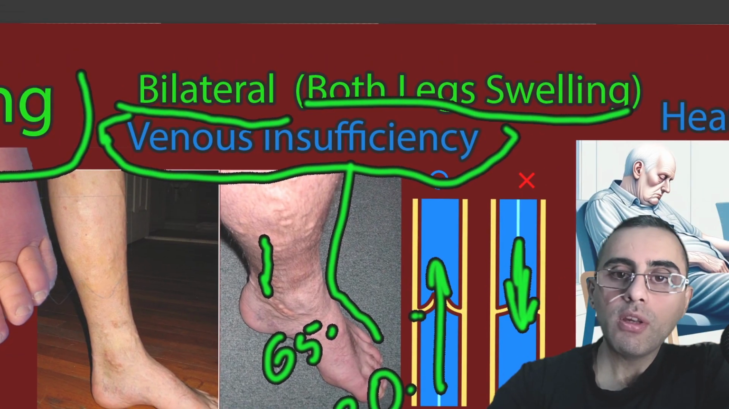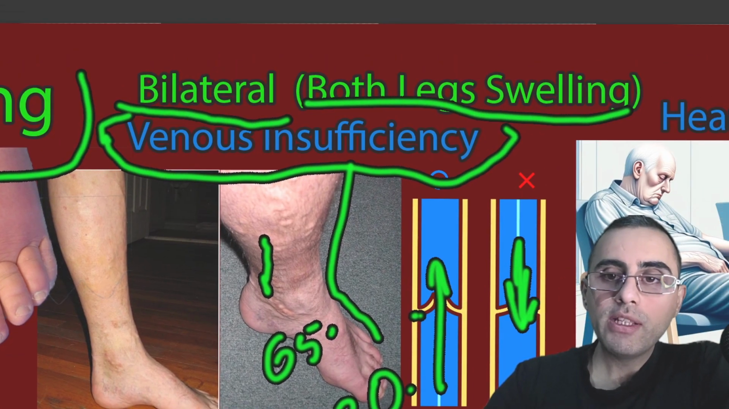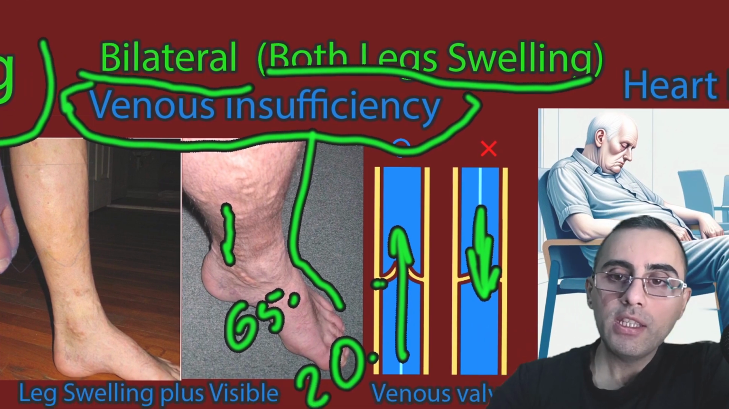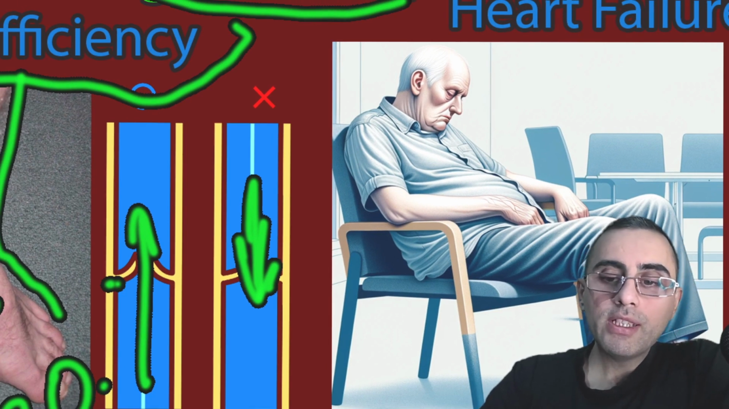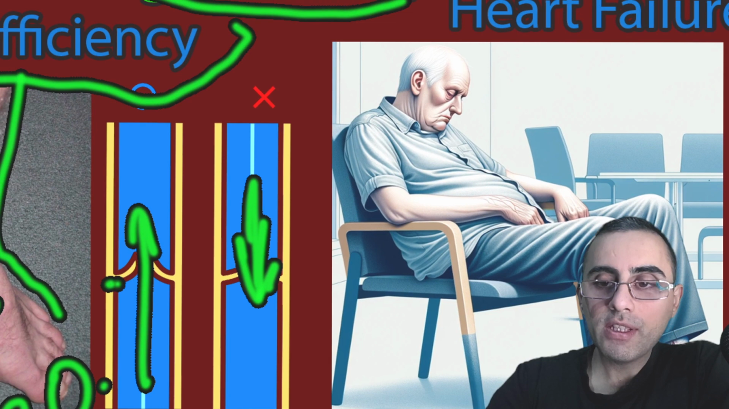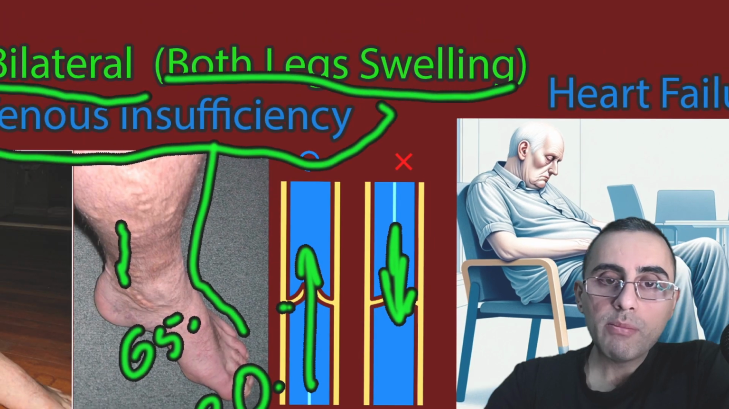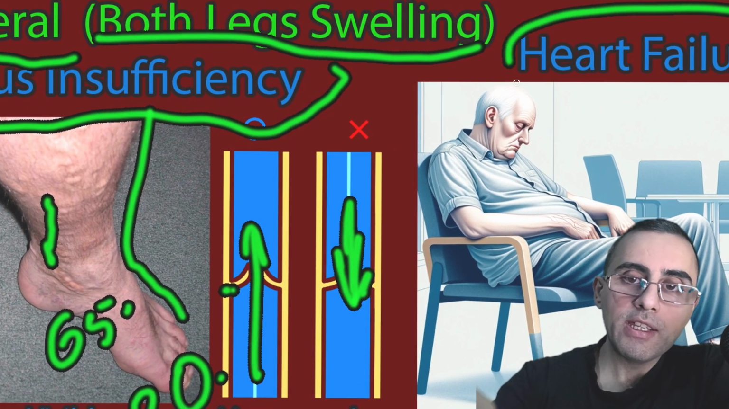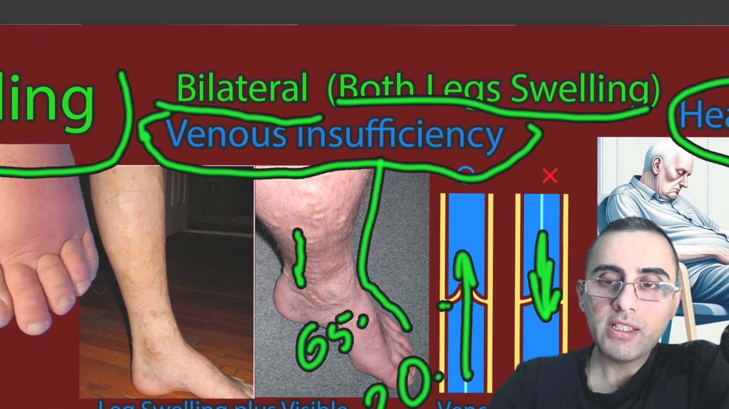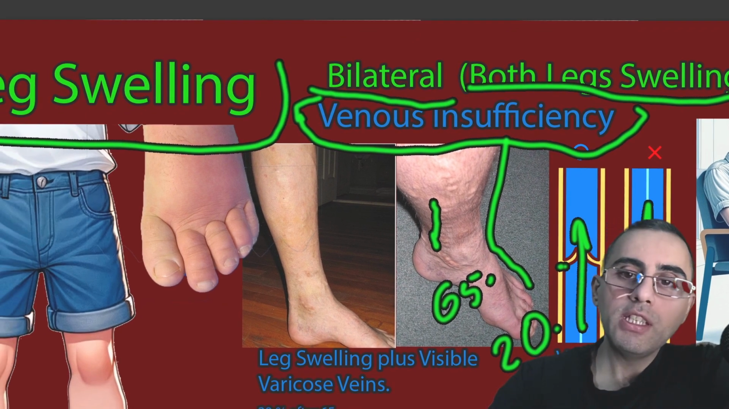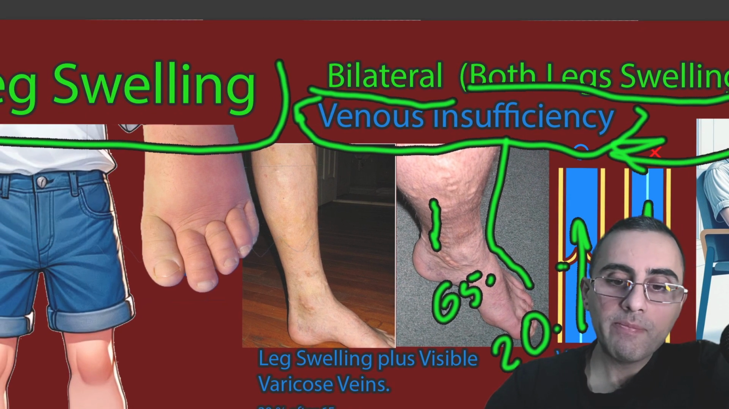Another common cause of bilateral leg swelling, when both legs are affected, is heart failure. Heart failure affects around 10% of the population after 70. So if a person is old and has heart problems, there's a high probability that the leg swelling is due to heart failure. But if a person is younger and generally healthy, it's less likely, and more commonly it happens due to venous insufficiency.